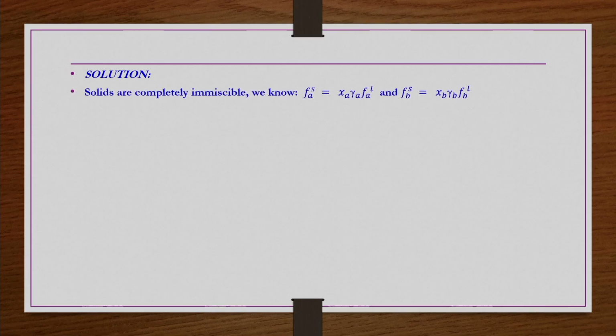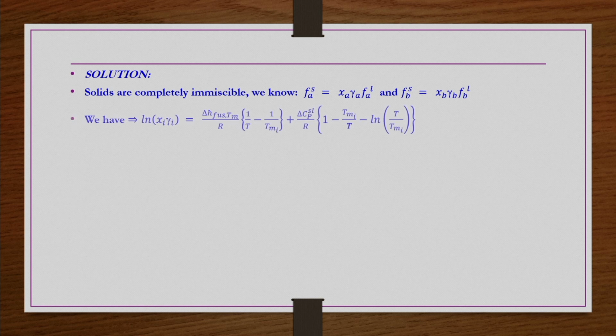So, solution: since solids are completely immiscible, FAS equals Xa gamma A FAL, and FBS is Xb gamma B FBL. For a completely immiscible system, that means the solids remain pure solids. They are completely immiscible, so they are completely pure. So, we have capital Xi equal to 1, and capital gamma i also 1. Then whatever the expression for pure solids in equilibrium with liquid is, that expression we have to use.